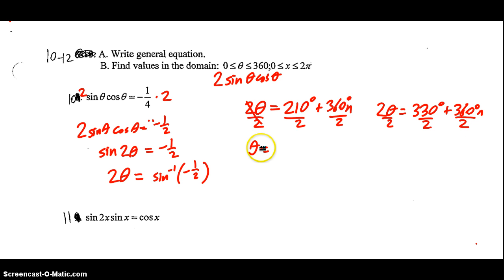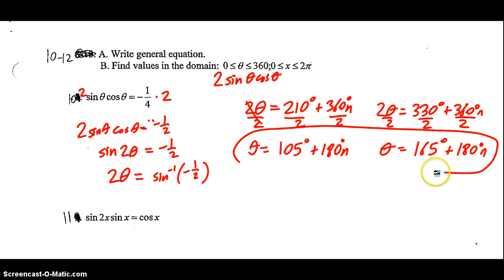So we end up with theta equals 210 divided by 2 would be 105 degrees, plus some multiple of 180 degrees. And this one would end up being 165 plus some multiple of 180, right? So now that's our general solution. We just need to figure out, when does it happen between 0 and 360 degrees?